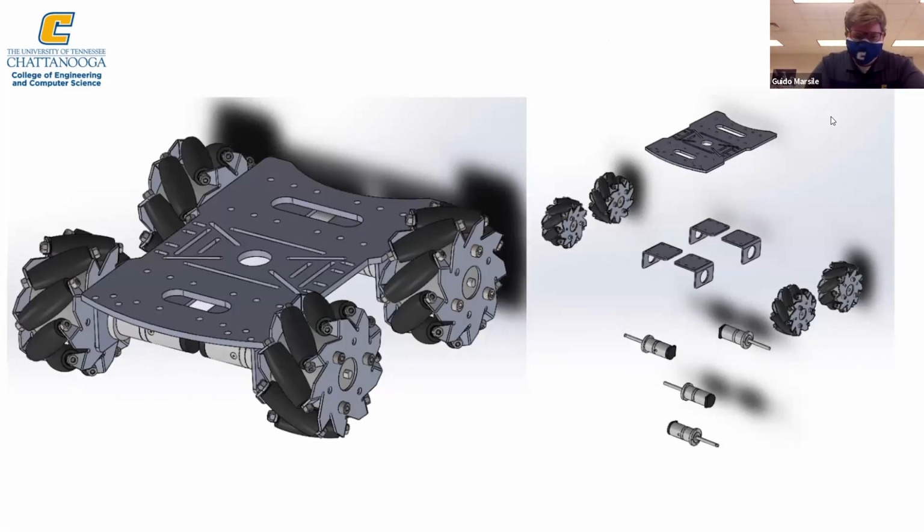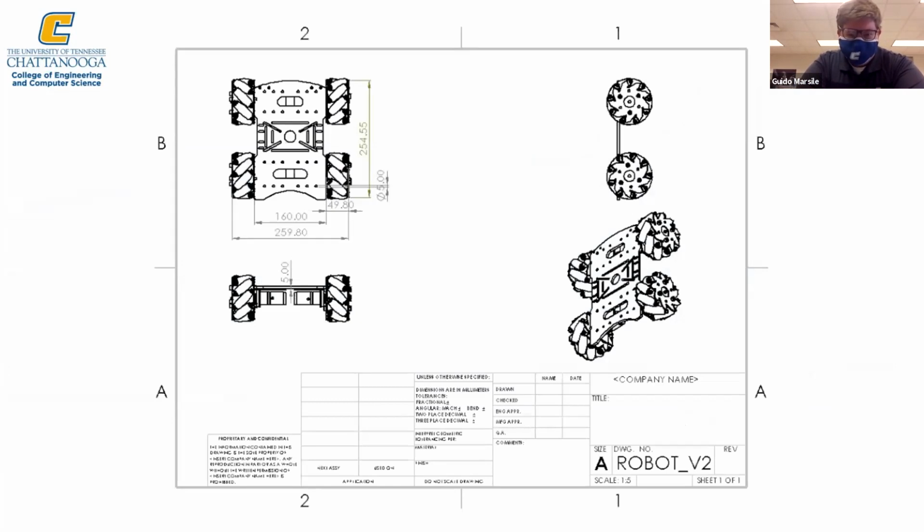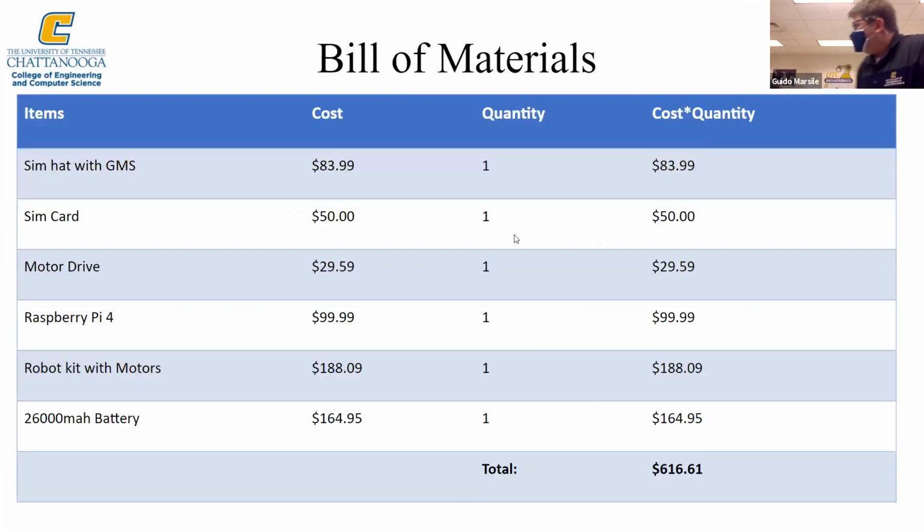This is just a basic SolidWorks drawing of the robot base. It doesn't have any of the hardware on it, but our built one does. As you can see, the base is composed of omnidirectional wheels, 4 12-volt DC motors, and some L brackets, and we used screws and nuts to put it together. This is an engineering drawing showing the dimensions in millimeters. And then we have our bill of materials.